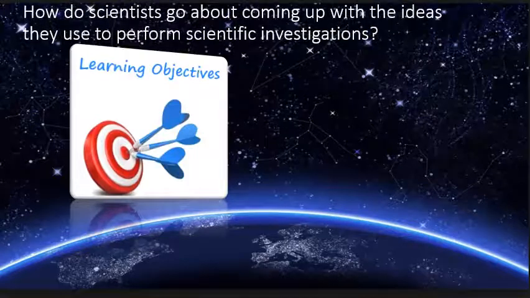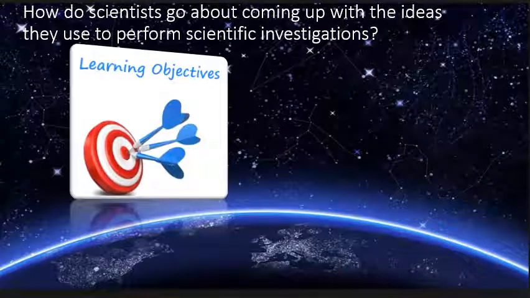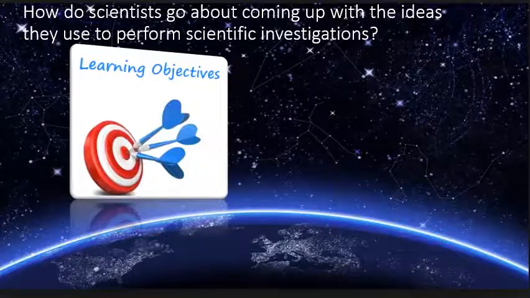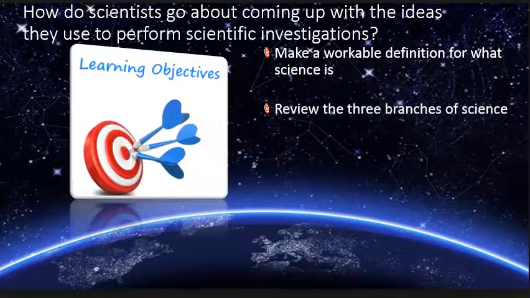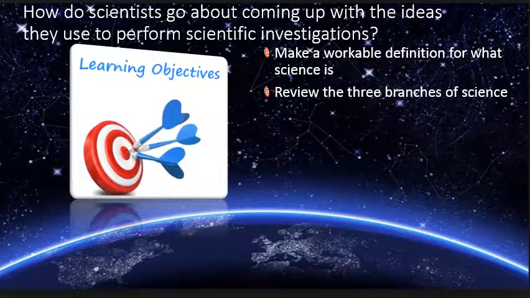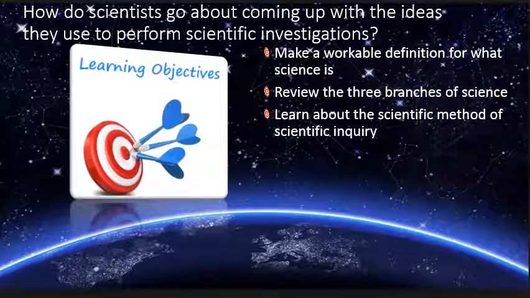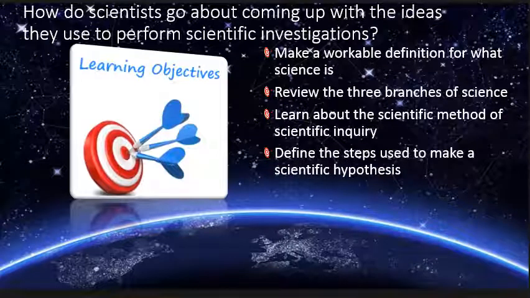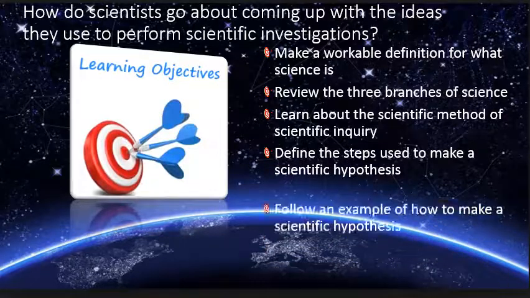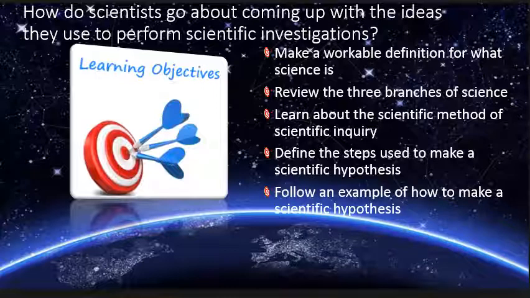So what do you need to make sure you learn in this set of notes? We're going to be concentrating on finding out how scientists go about coming up with ideas to perform scientific investigations. So here's what you should learn by the end of these notes. You should be able to make a workable definition for what science is. We're going to review the 3 branches of science. Learn about scientific method and specifically scientific inquiry. Define the steps used to make a scientific hypothesis, and then follow an example of how to make one of those.